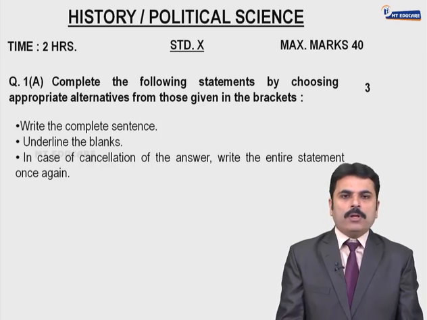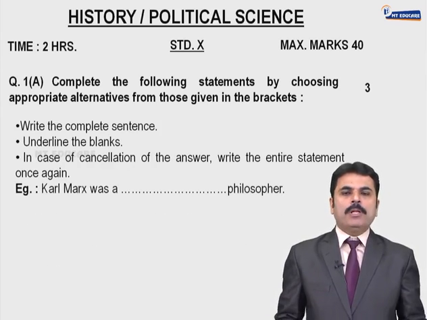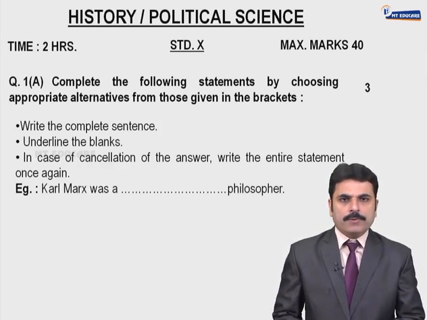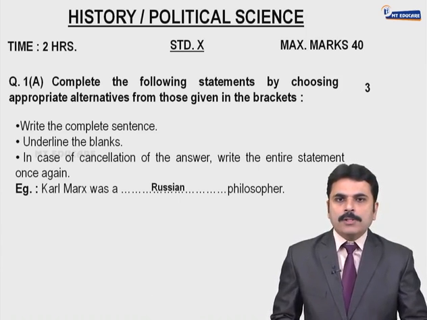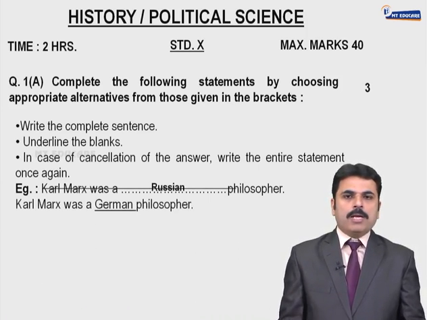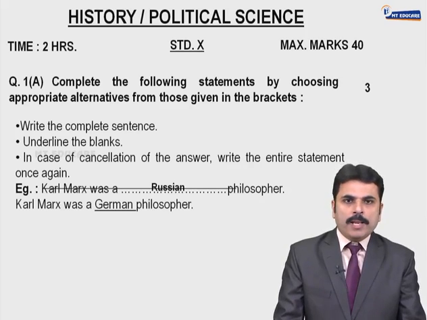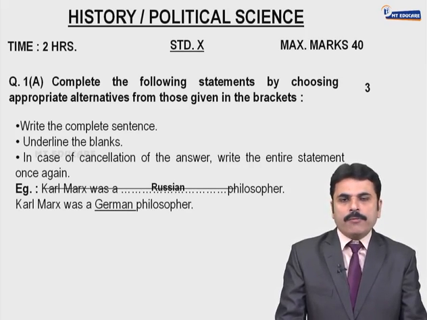In case if you have written a wrong answer, you have to cancel the statement and rewrite the entire statement. For example, Karl Marx was a dash philosopher. In case if you have written Russian, well, that's a wrong answer. So cancel the statement and write Karl Marx was a German philosopher. For fill in the blanks, you're supposed to read all the textual fill in the blanks as well as extra fill in the blanks.